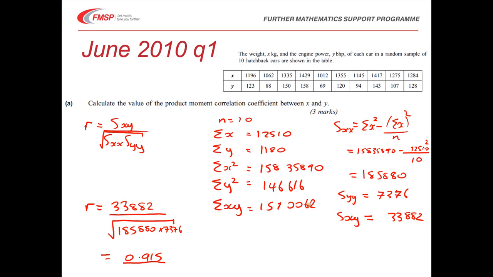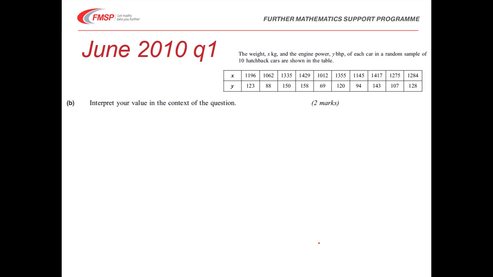So how do you get your marks? Well, you're going to get a method mark for attempting SXX, SYY and SXY. You need to attempt all 3 to trigger your method mark. Either way, I need all of these summatives, so either this information or this information to get the first M1. You get your second M1 for using the formula correctly, and then your final accuracy mark for getting the correct answer. We're then asked to interpret the value.